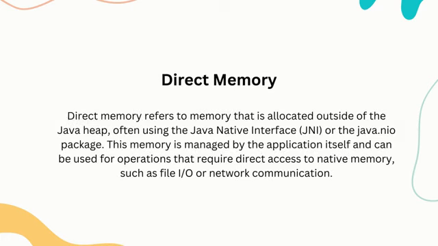Direct memory refers to memory that is allocated outside of the Java heap, often using the Java Native Interface, JNI, or the java.nio package. This memory is managed by the application itself and can be used for operations that require direct access to native memory, such as file I/O or network communication.